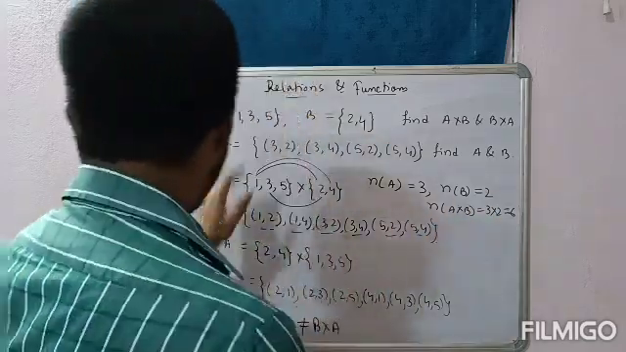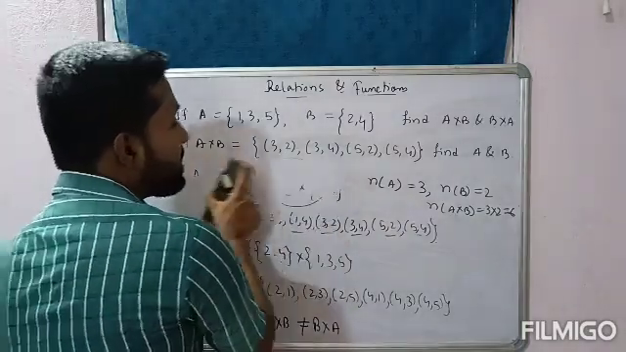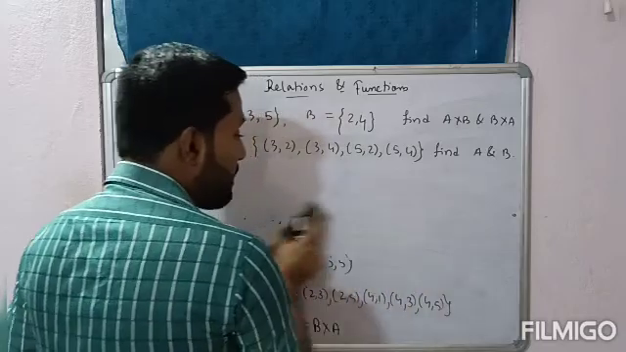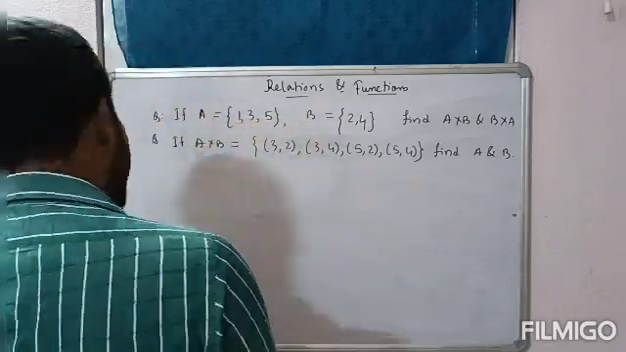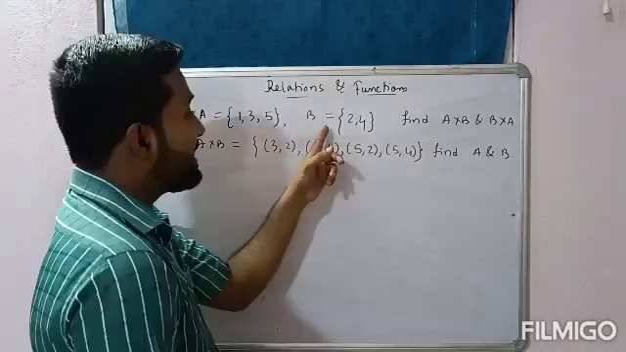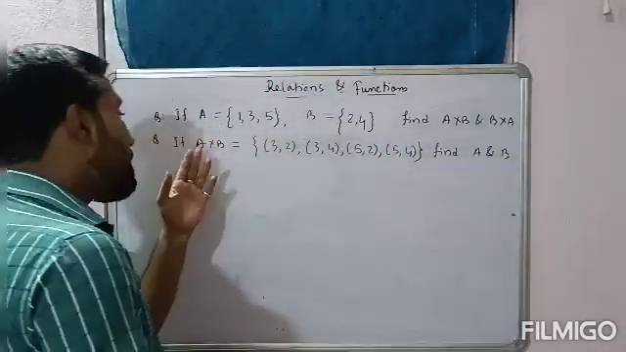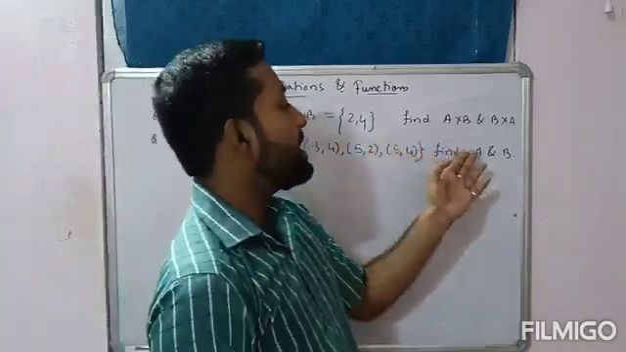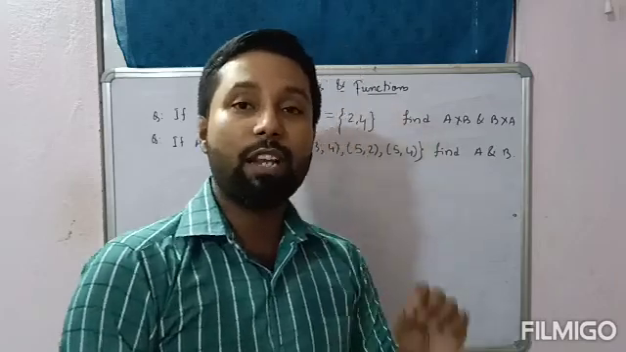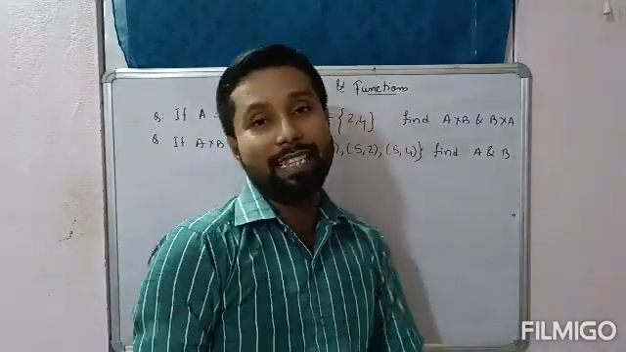Alright, so this is the first example. Let us take the second example. It is the reverse question. In question number 2, this is a reverse question. In question number 1, the number of elements was given and we had to find the Cartesian product. Here the Cartesian product is given. You are asked to find set A and set B, which means you are asked to find the number of elements in set A and the number of elements in set B.